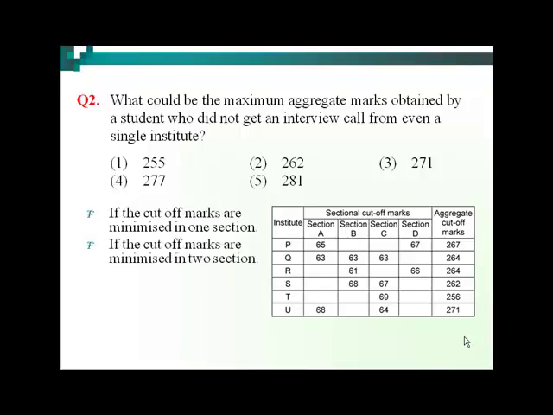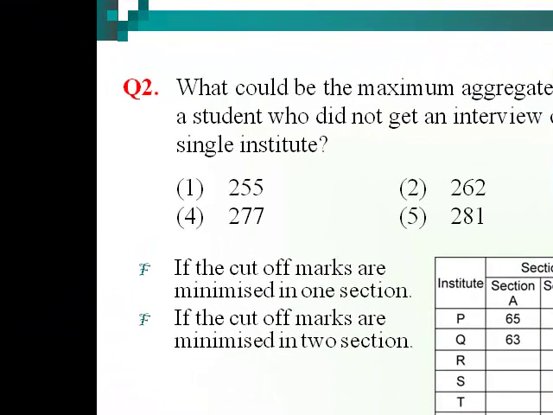If the cutoff points in two sections are minimized, yes, when you look at section C and section D, section C is describing the cutoff points for 4 colleges, and at the same time, section D is describing the cutoff points for the remaining 2 colleges. Let us focus on section C and section D.